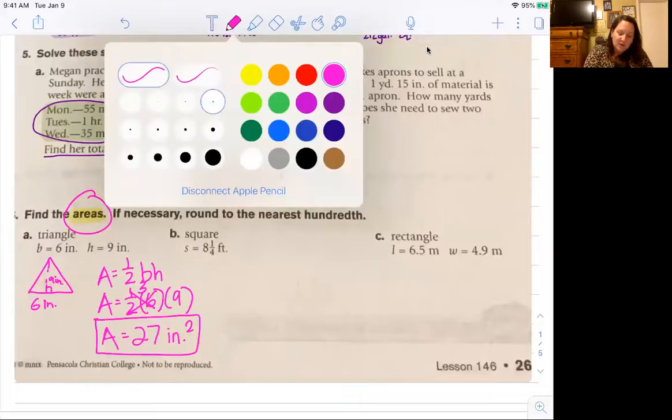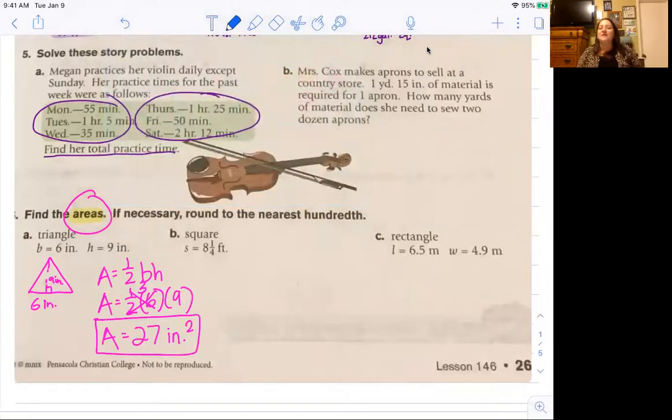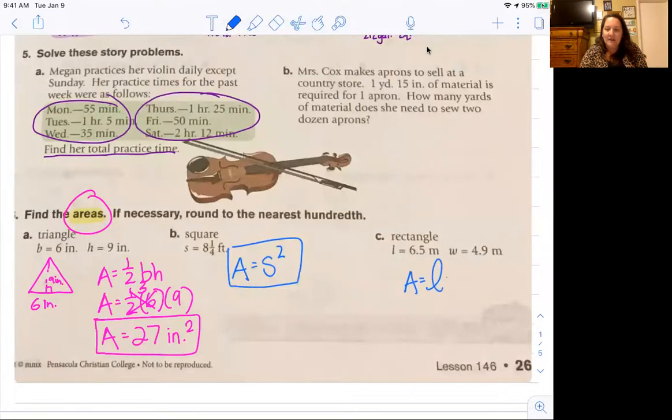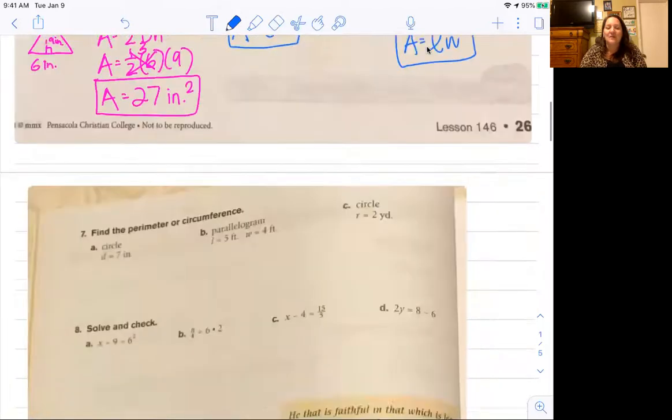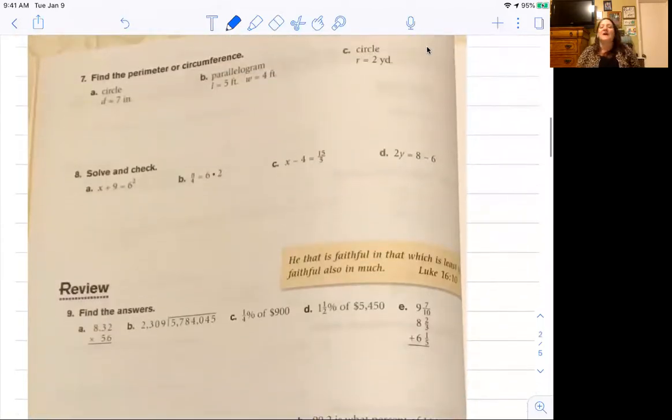Let's just do the formulas for B and C. What is the formula for the area of a square? Area equals, good, S squared. Awesome. How about rectangle? Area equals length times width. That's your rectangle. Okay, turn your paper over and let's look at the back. It says find the perimeter or circumference. Well, how do I find circumference?